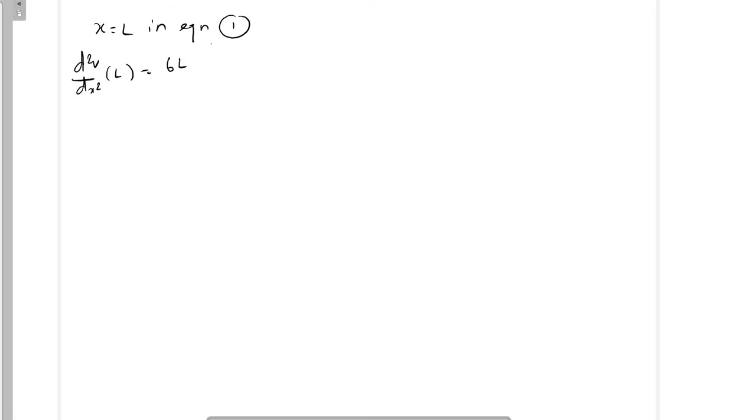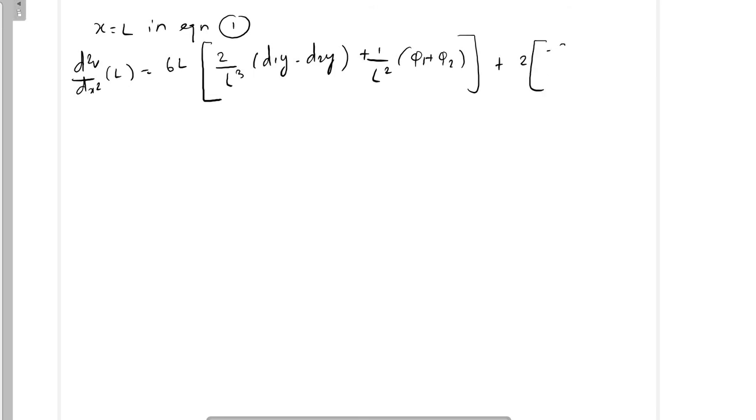it gives 6L [2/L³ (d1y − d2y) + 1/L² (Φ1 + Φ2)] plus 2 [−3/L² (d1y − d2y) − 1/L (2Φ1 + Φ2)]. So we have to separate each term.